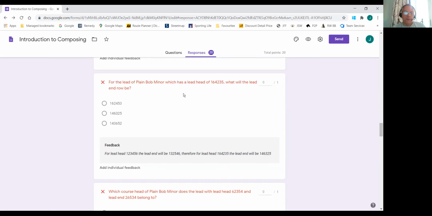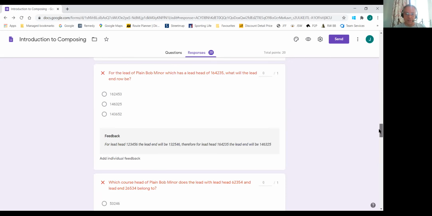For the lead above minor with that lead head 64235, what will the lead end row be? Well, in the slides that we went through last time, I presented the complete list of all the courses above minor and all the lead heads and lead ends within each of those courses. So you could check back against that table to see what the corresponding lead end row would be for that lead head, and you would have found that it's 46325.